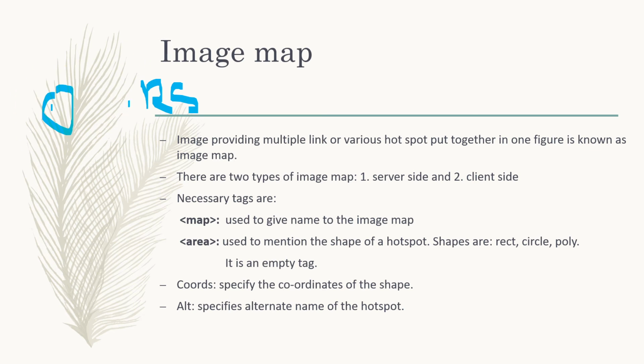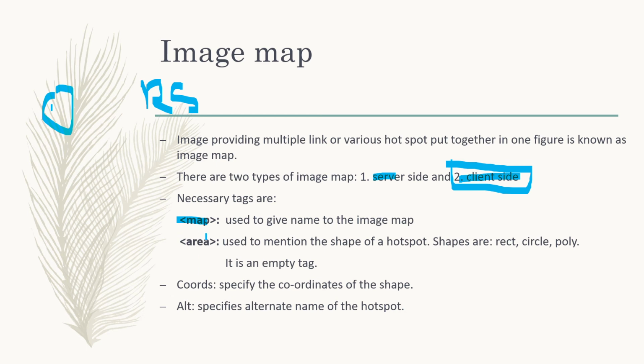There are two types of image maps. First is server side and the second is client side. In our syllabus we are going to learn the client side image map. So the necessary tags used in an image map are image, then area, coordinates, alternate. So let's know more about them.